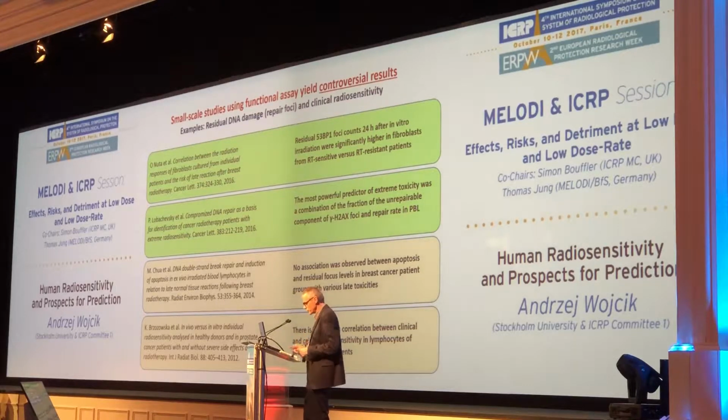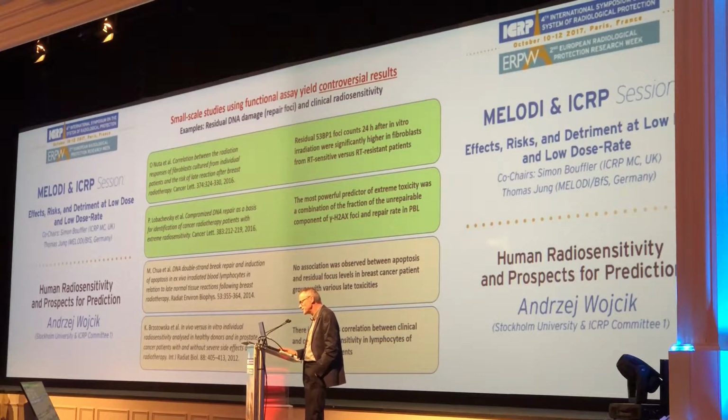So there are publications where a very good correlation is found between in vitro radiosensitivity and clinical radiosensitivity, like these two papers. Residual 53BP1 foci counts, which were counted 24 hours after in vitro radiation, were significantly higher in fibroblasts from radiotherapy-sensitive patients. And similar here, but these were different foci, and they were looking at peripheral blood lymphocytes. But then you have publications where there is no correlation whatsoever. I'm not going to show you a table with all publications, there are really many. But it seems like there is no clear outcome.